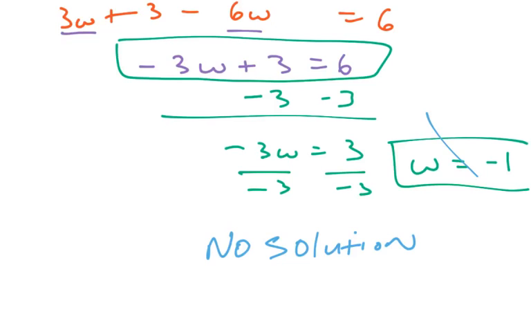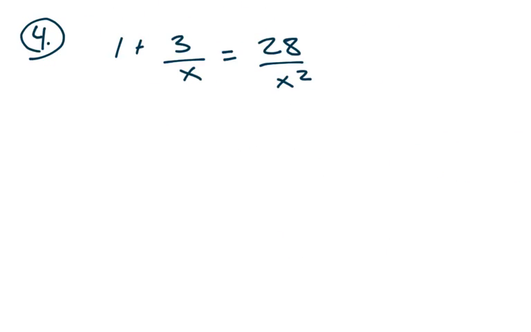So if you did not check, you would miss the question. Be very careful with that. Moving right along. Here we have 1 plus 3 over x equals 28 over x squared.